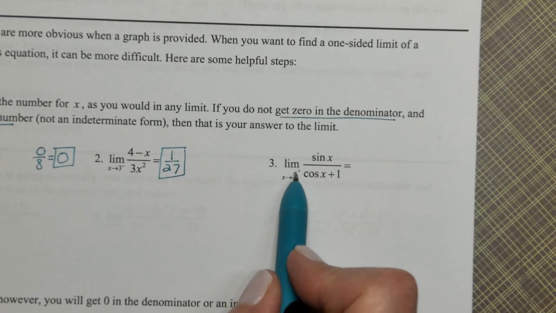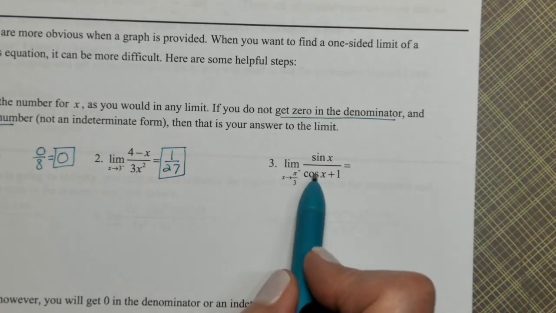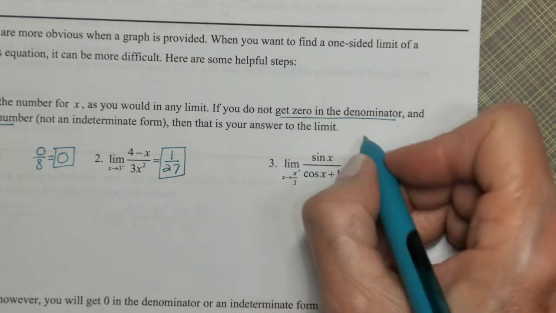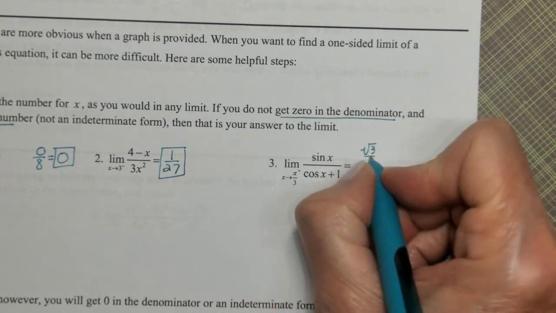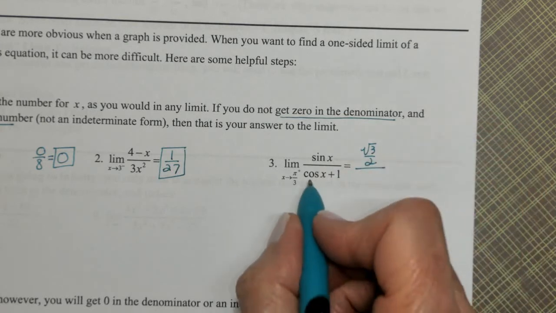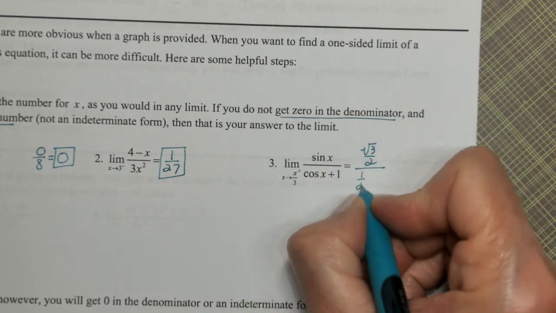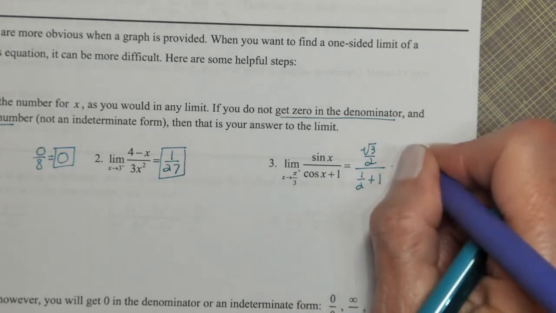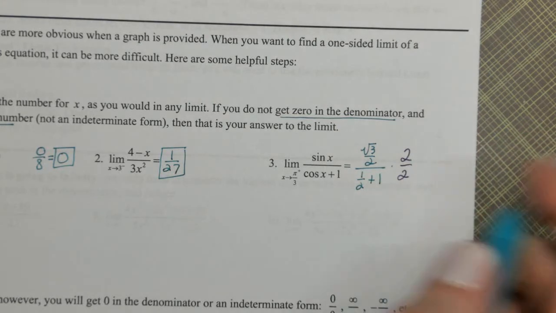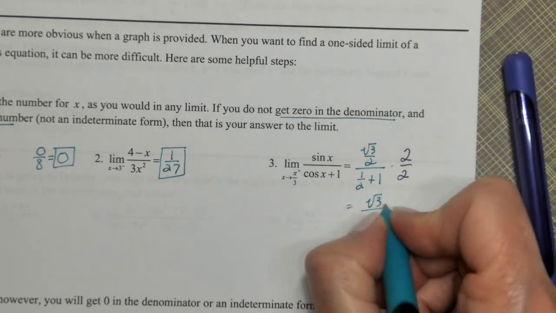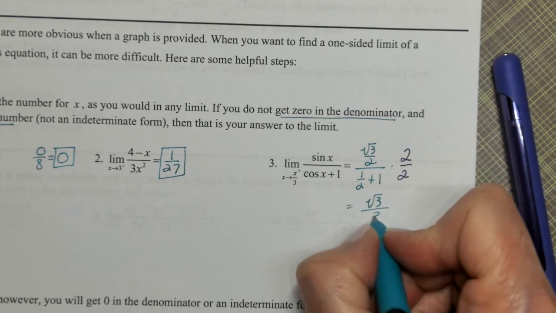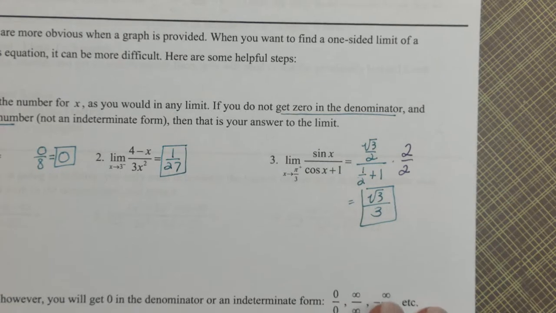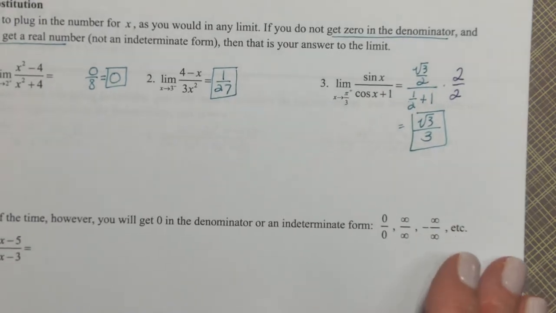x is approaching pi over 3 from the positive side, so from the right. Sine of pi over 3 is square root of 3 over 2. Cosine of pi over 3 is 1/2. I would multiply top and bottom by a 2. And this would get me square root of 3 on top, 1 plus 2 on the bottom, square root of 3 over 3. Okay, so that is all well and good.